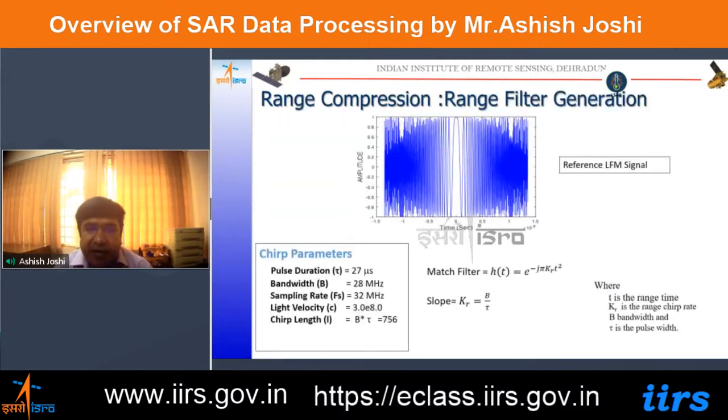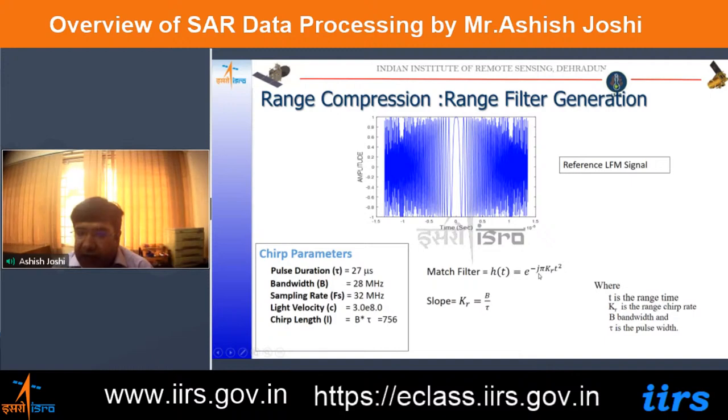So the first part in the Range Doppler algorithm is the range compression. We know this reference LFM, which is the reference signal. This reference signal we will use to compress our data. That is called the matched filter. The matched filter is generated by this formulation.